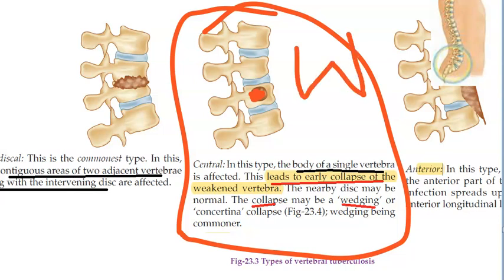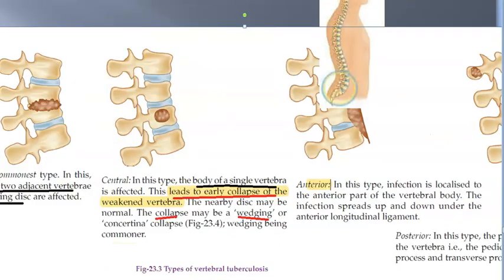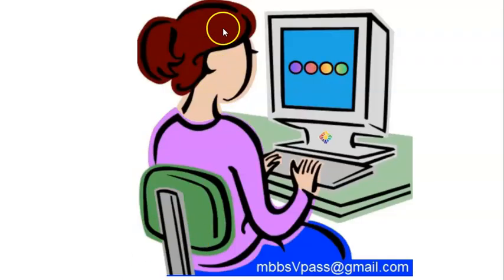So what types of collapse are there? You have wedging collapse or concertina collapse, okay. But wedging collapse, you remember, is most common. So let me show you a photo of the collapse. So here they are showing you types of collapse of vertebra, okay. So now can you tell the second type that we have studied?